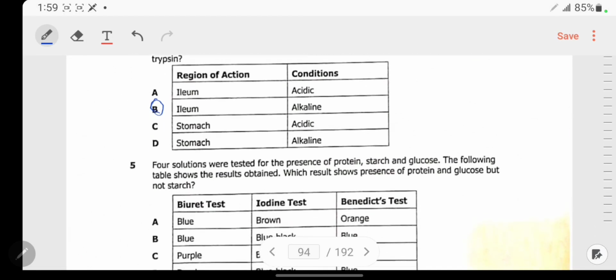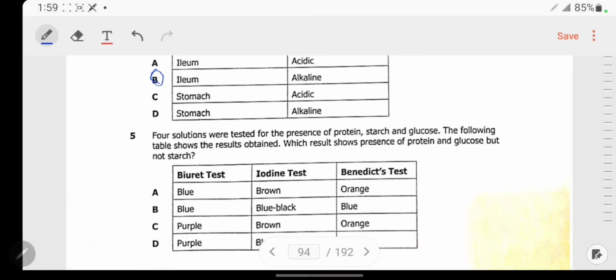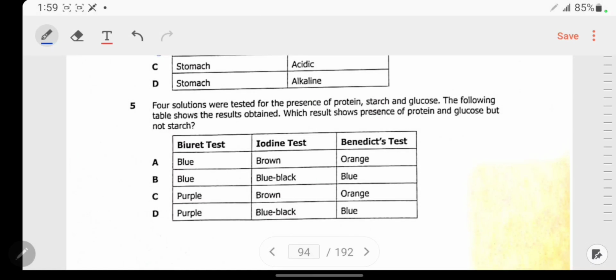So let's look at question 4. We are told that 4 solutions were tested for the presence of protein, starch, and glucose. The following table shows the results obtained. Which result shows the presence of proteins and glucose but not starch? So let's just eliminate. The test for starch is that it has to be blue-black. Now, if starch is not present, it has to be brown. So the answer is either A or C.